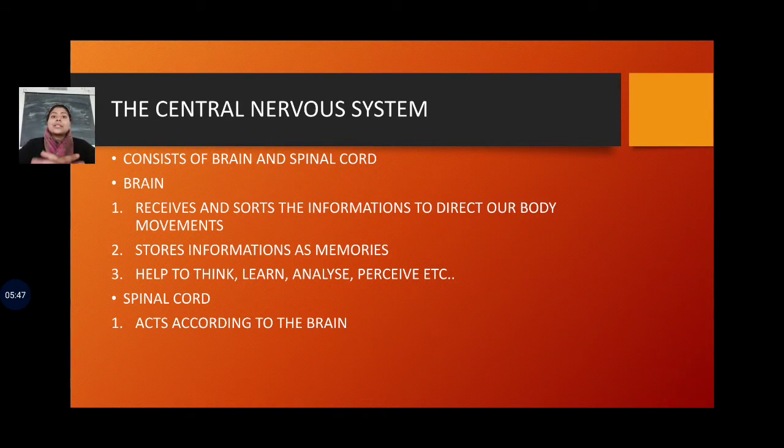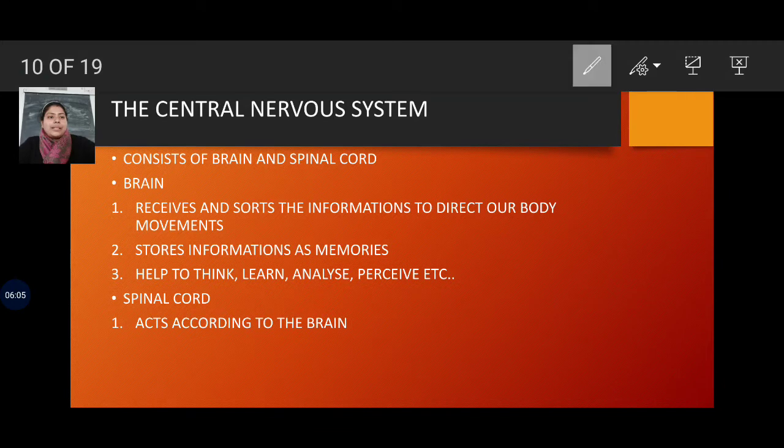Here it comes to the major topic of this particular chapter, the central nervous system. What does the central nervous system do and what does it consist of? The central nervous system basically consists of the brain. Number 1, it consists of the brain. And what does the brain do? It receives and sorts the information to direct our body movements.